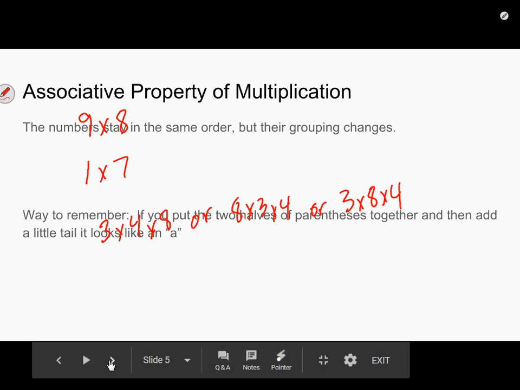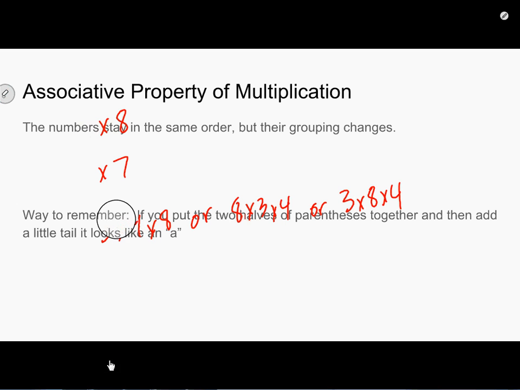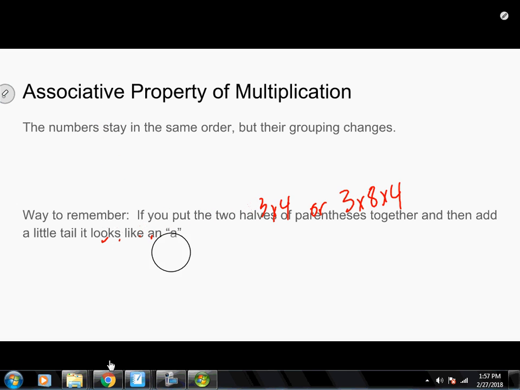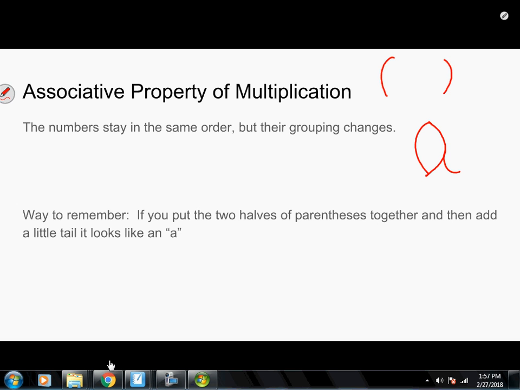Okay, associative property of multiplication. The numbers stay in the same order, but their grouping changes with parentheses. Remember how I told you to remember is that if you put the two halves of parentheses together and then add a little tail, it looks like an A. So if I were to put those together and add a little tail, it looks like an A. A for associative. It's one way to remember it. So let's look at some examples of associative property.